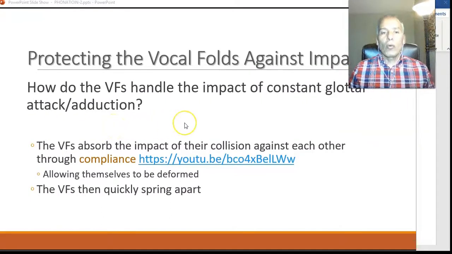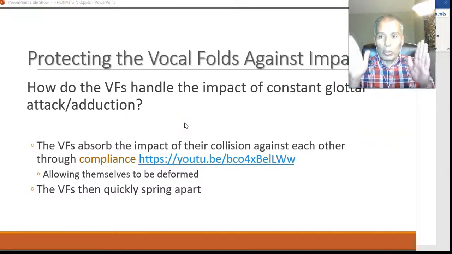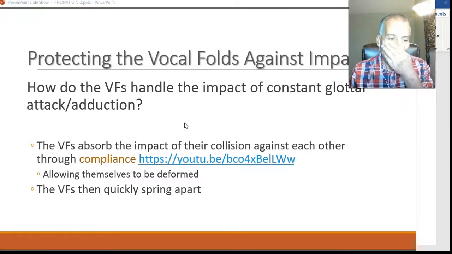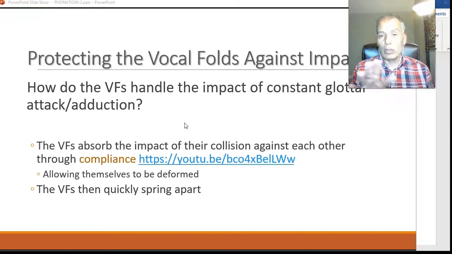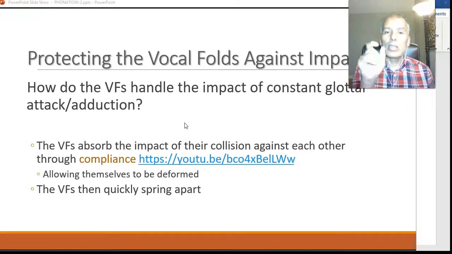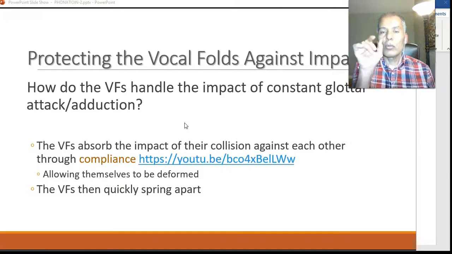So if you want to figure out how the vocal folds manage to be slammed against each other so repeatedly and they don't get damaged, just do some simple calculation. I'm going to tell you and you'll be surprised. Let's say an adult female, her vocal folds are going to make 225 vibrations per second. How many vibrations per minute will that vocal fold make if that person speaks for 1 minute? So you say 225 times 60. And you tell me what the number is. And then that number times 60 minutes and see what the number is going to be.